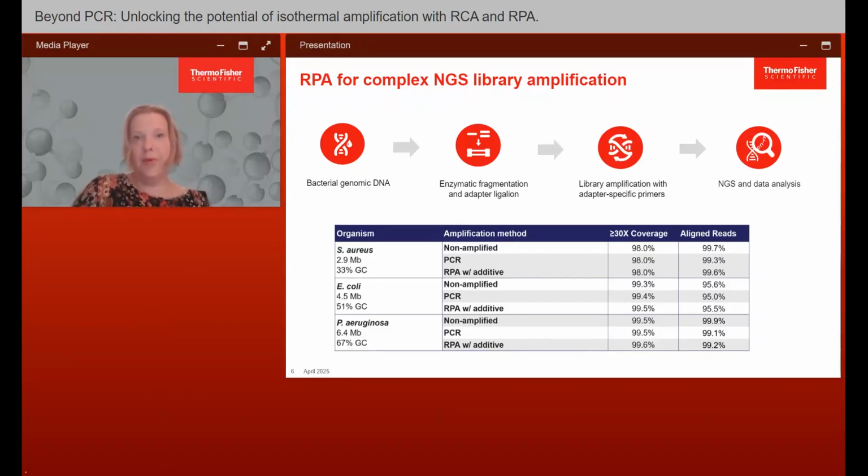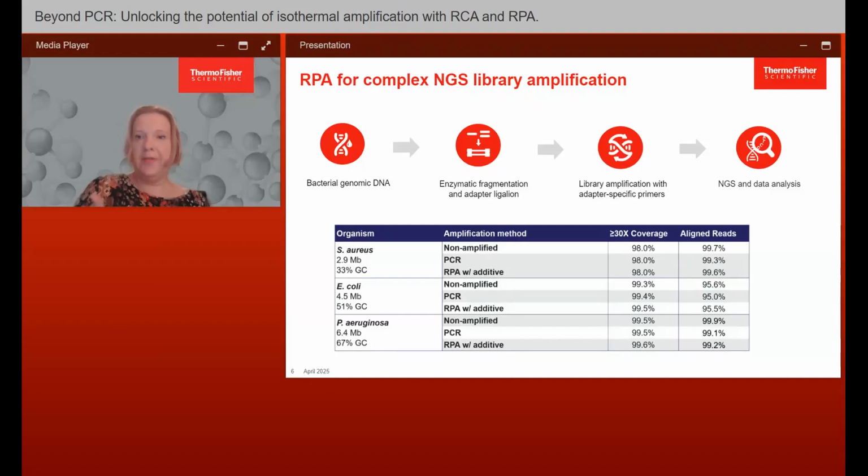Then we did amplification with primers that are complementary to the sequencing adapters. We did it in parallel using RPA and using specialized PCR master mix for library amplification.